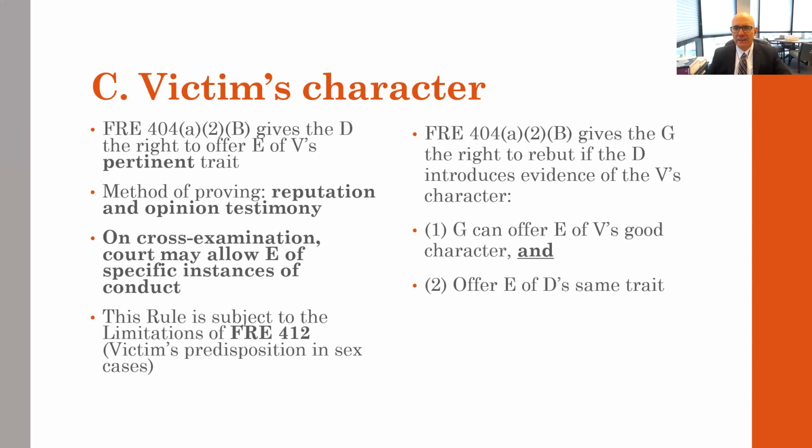Now, the second exception is that we also have, under the mercy rule, the right to present evidence of the victim's character, that is, pertinent negative traits on the part of the victim. Typically, this is going to be an issue dealing with violence. The way we have to prove that is, again, by reputation or opinion. We can call a witness to talk about the reputation or the opinion that the victim had in the community for being, say, violent. Again, if we do that, the prosecution will be able to cross-examine our witnesses. An important limitation on this rule is Federal Rule of Evidence 412, the victim's predisposition in sex cases.